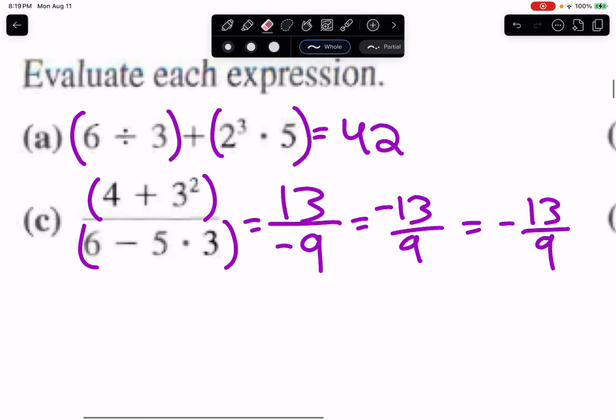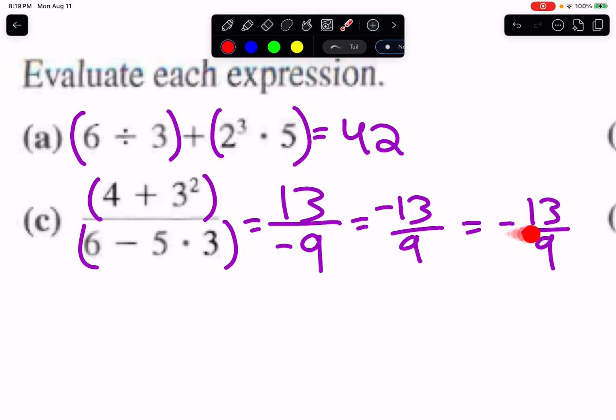For C, you're dividing, right? And really, you have the numerator and the denominator. You can think of those as kind of being in their own parentheses. And then I just kind of wrote this out for C. You know, the negative is with the 9 when you do your calculation, but really it doesn't matter where you put the negative, it's the same number, right? 13 over negative 9, negative 13 over positive 9.